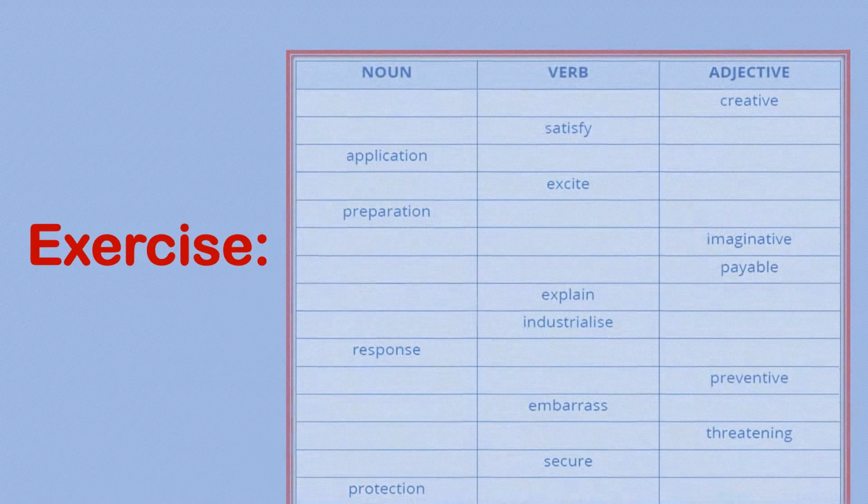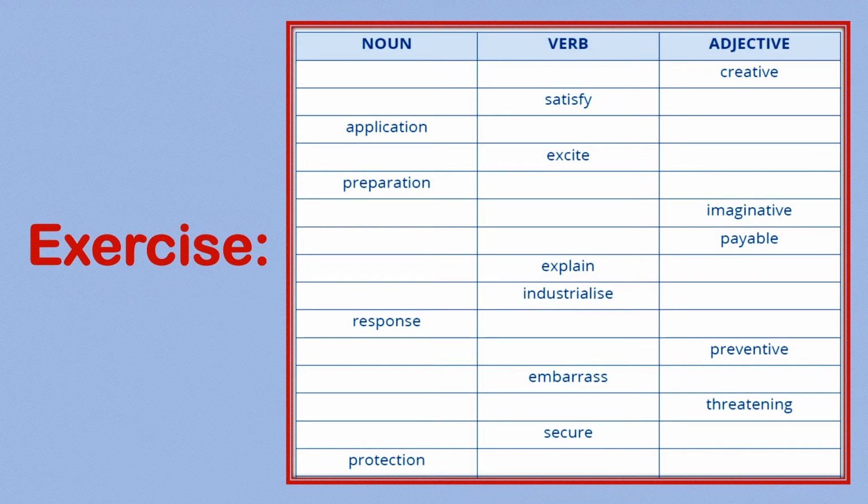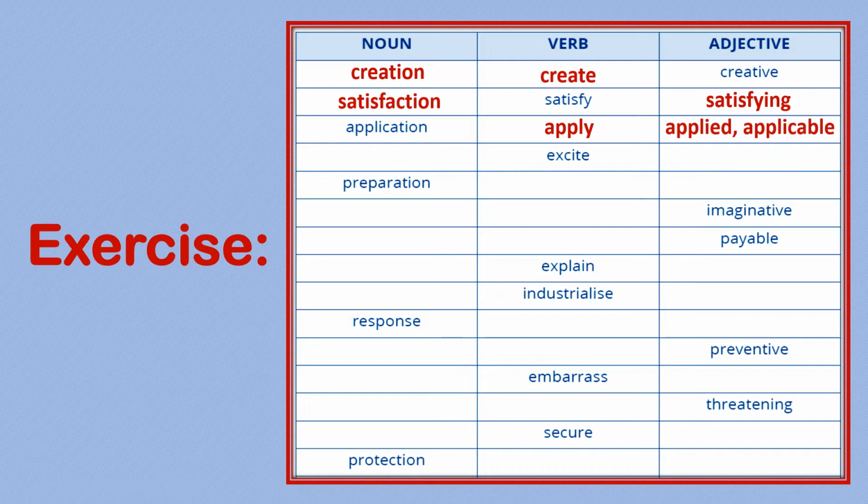Now let us see how we can form different types of words. For the adjective creative, the noun form is creation and the verb is create. For the verb satisfy, satisfaction is the noun and the adjective is satisfying. Application, apply, applied or applicable, and so on.